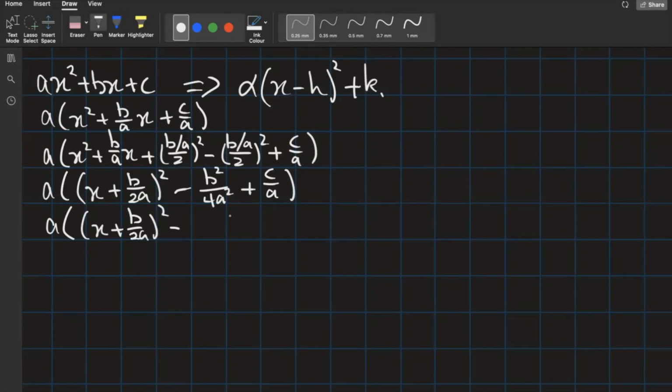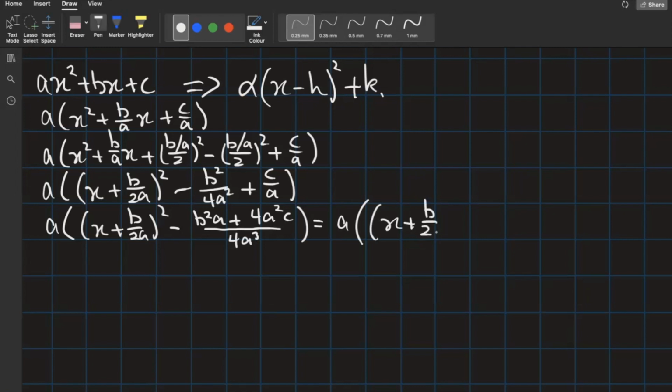Subtract, so we'll just cross multiply here. So b squared a plus 4a squared c divided by 4a cubed, and that is equal to a(x plus b on 2a) squared, subtract, and let's divide the top and bottom both by a. So we've got b squared minus 4ac divided by 4a squared. And the last step that we'll do is we'll distribute the a by multiplying it into both terms.